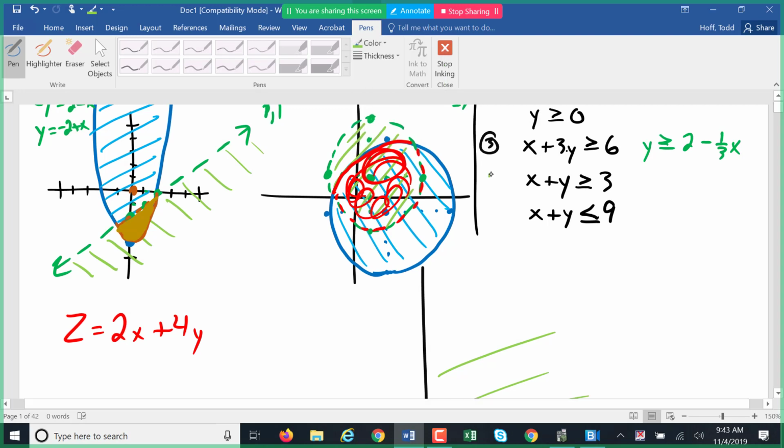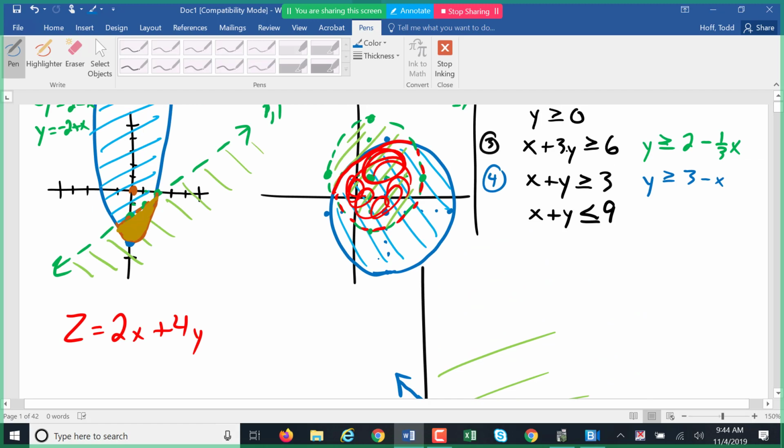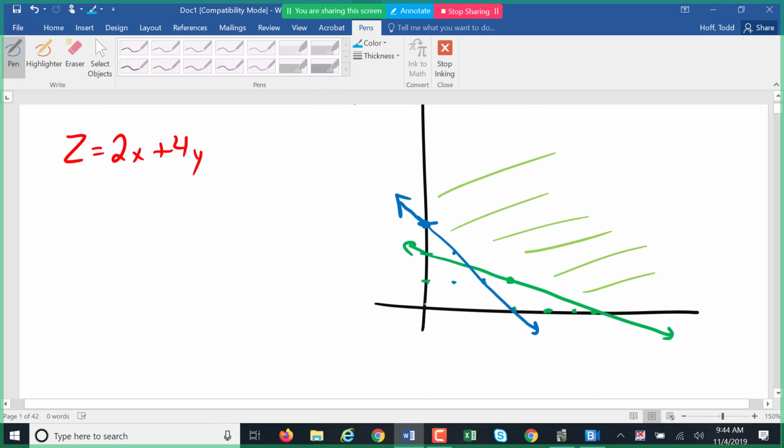The fourth equation, x plus y equals 3, or x plus y is greater than or equal to 3. If we solve that for y, y is greater than or equal to 3 minus x. So we start here at 3. Minus x means it's a slope of negative 1, so down 1 over 1. So we get that. If I plug in 0, 0, 0 is not greater than 3, so it's not on the side of the origin. So the origin's over here, so we shade the other side.